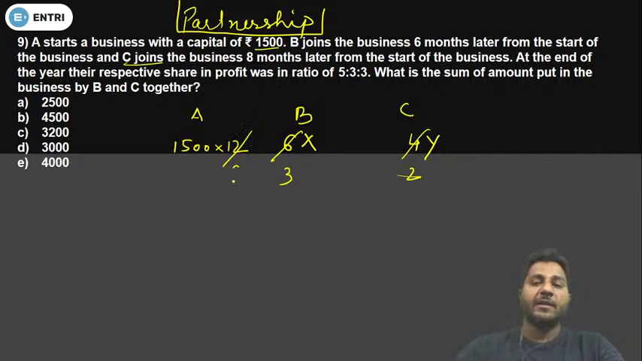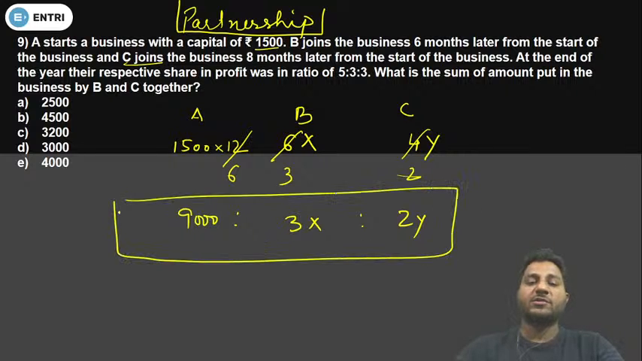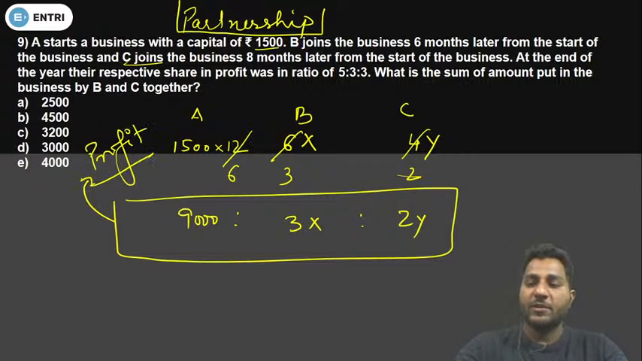Now we will be getting what? 2y, ratio 3x and 9,000. Now this ratio belongs to the profit ratio. Okay, so we have figured out the profit ratio.